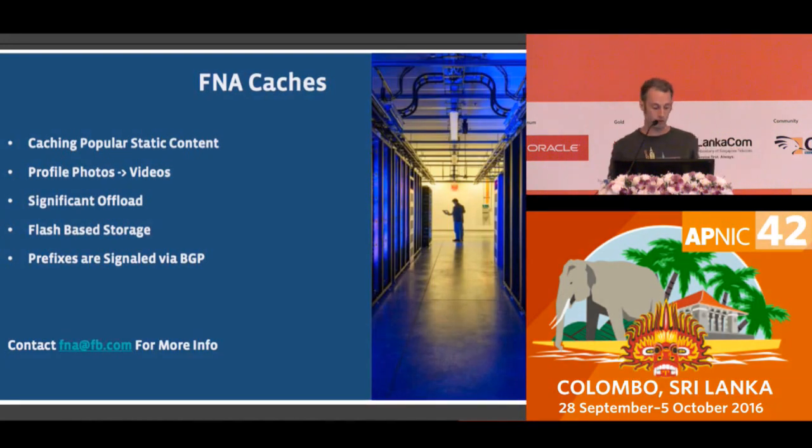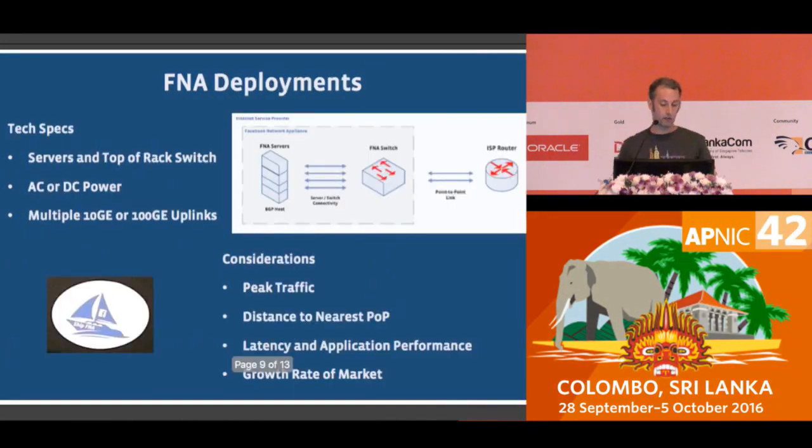I think we're really short on time, so I'm not going into too much detail. The FNA, the smallest version, is four servers and one switch. We can do that in AC and DC power, and the minimum is 2 10 gig uplinks. We can do that up to a full rack with 100 gig uplink.